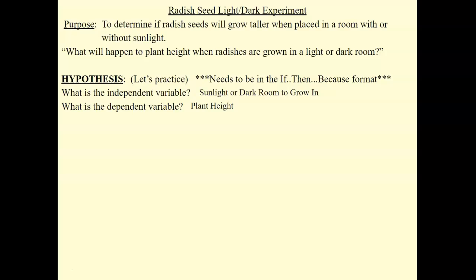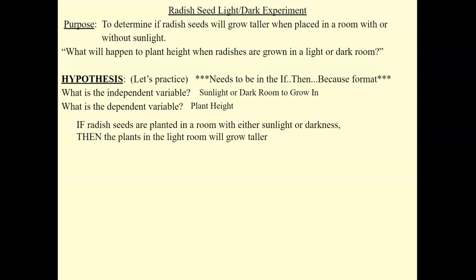Okay, so now we take these two pieces and we put them into our format. The if is all about our independent variable, so it might be written something like this. If radish seeds are planted in a room with either sunlight or darkness, our then statement is going to finish this and describe what we believe will happen to plant height. Then the plants in the light room will grow taller. And then the because piece is about why we believe that, and this should be based in some background knowledge. So we think about because plants need sunlight to produce the nutrients they need to grow.